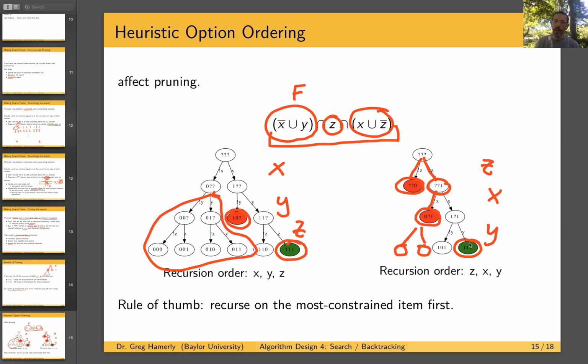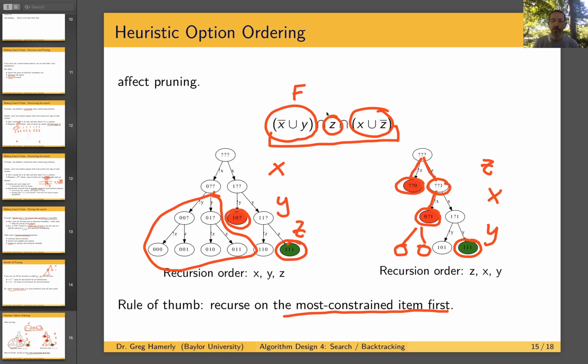So you can see that on the left, just depending on the order in which we chose our values for our variables, XYZ versus ZXY, the amount of search that we had to do was very different if we had good pruning. And so the rule of thumb that I want to impress upon you here is to recurse on the most constrained item first.